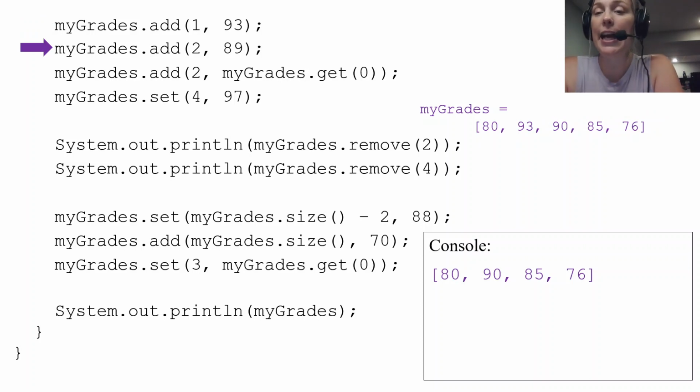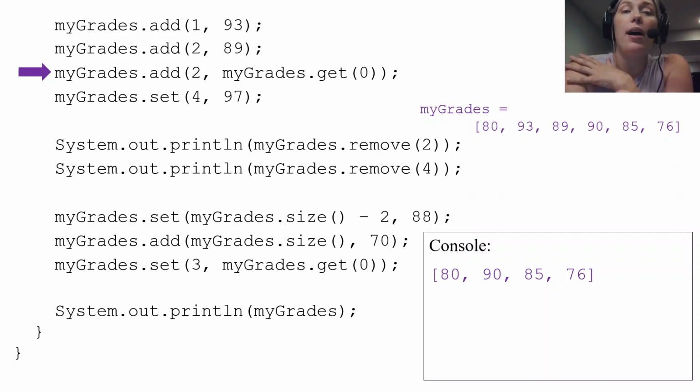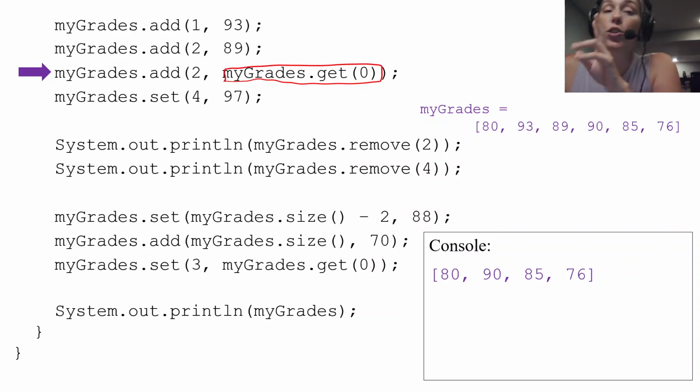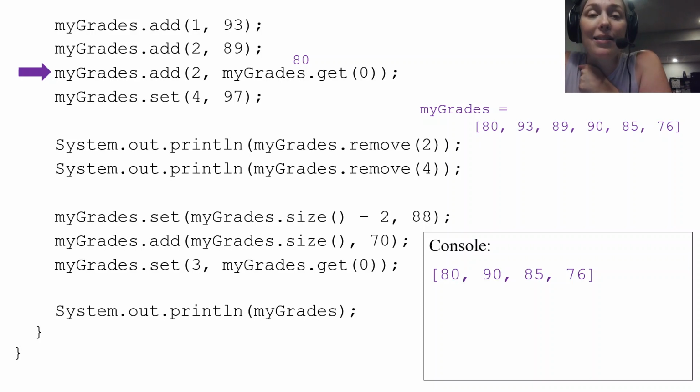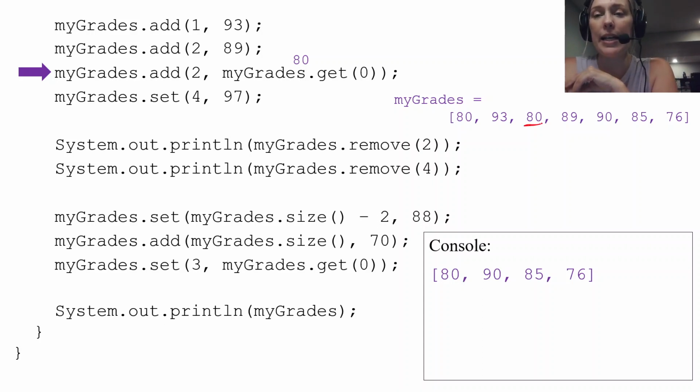Same thing here, add an 89 at index 2. This is index 2. I'm going to add 89 there. Everything to the right got shifted over. Now I'm going to use 2 methods. I have add 2, mygrades.get(0). Remember with your method chaining, you do the inside method first. So mygrades.get(0) is 80. That is the integer 80. So at index 2, I'm going to add an 80. At index 2 here, you're going to see I put an 80 in there, and all the other 4 elements got shifted over.